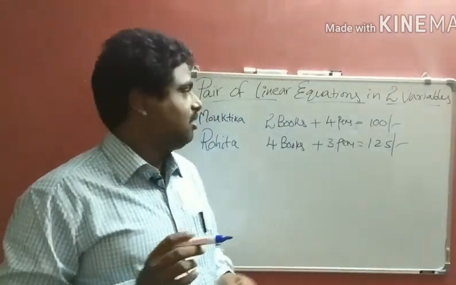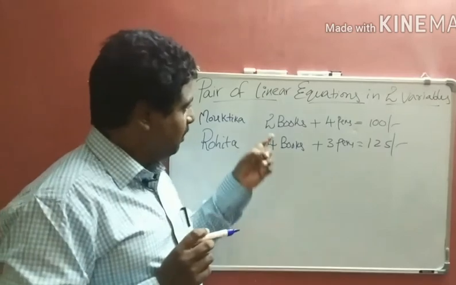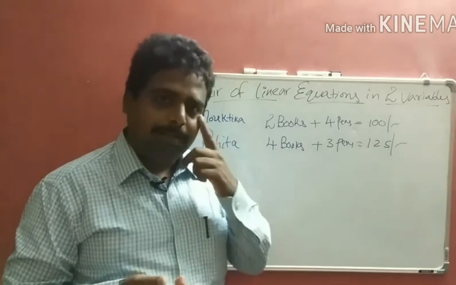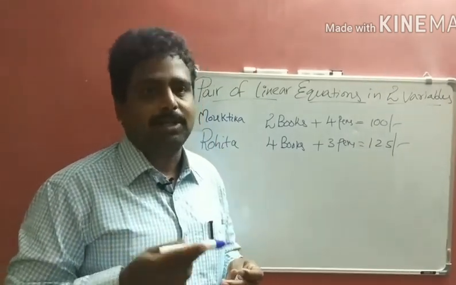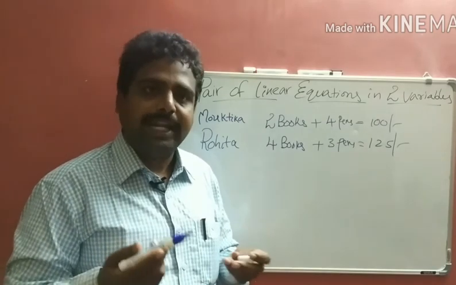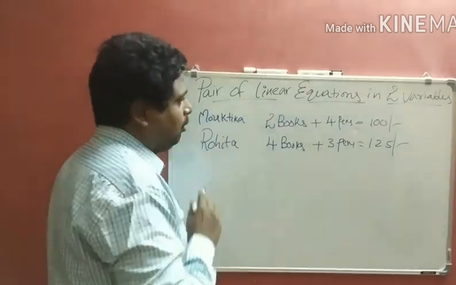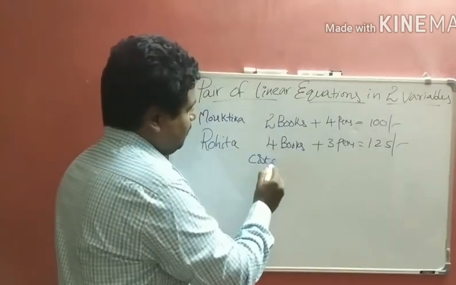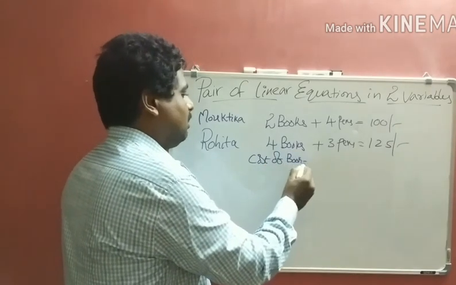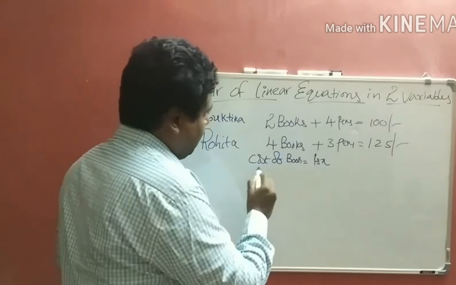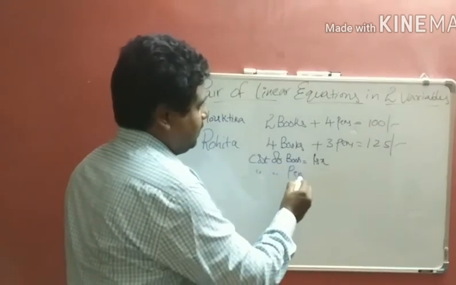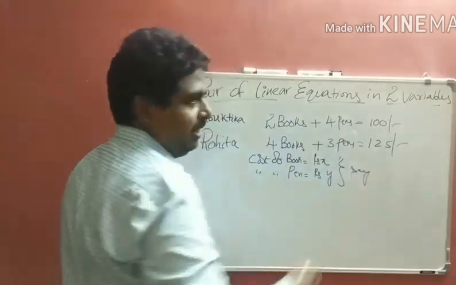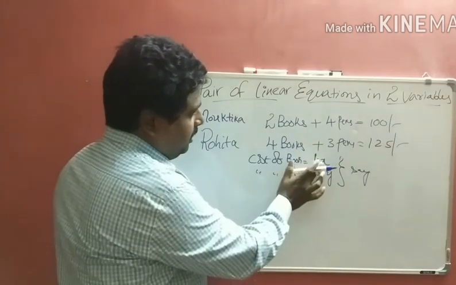Before finding the cost of one book and one pen, first of all, we have to convert this into a mathematical equation. So, what is a mathematical equation? A mathematical equation has variable terms such as x, y, p, q, r, a, b, like that. Understand? Now we convert this into a mathematical equation. Let us take the cost of a book as rupees x and the cost of a pen as rupees y. This is our assumption. Now convert these books and pens in terms of x and y.